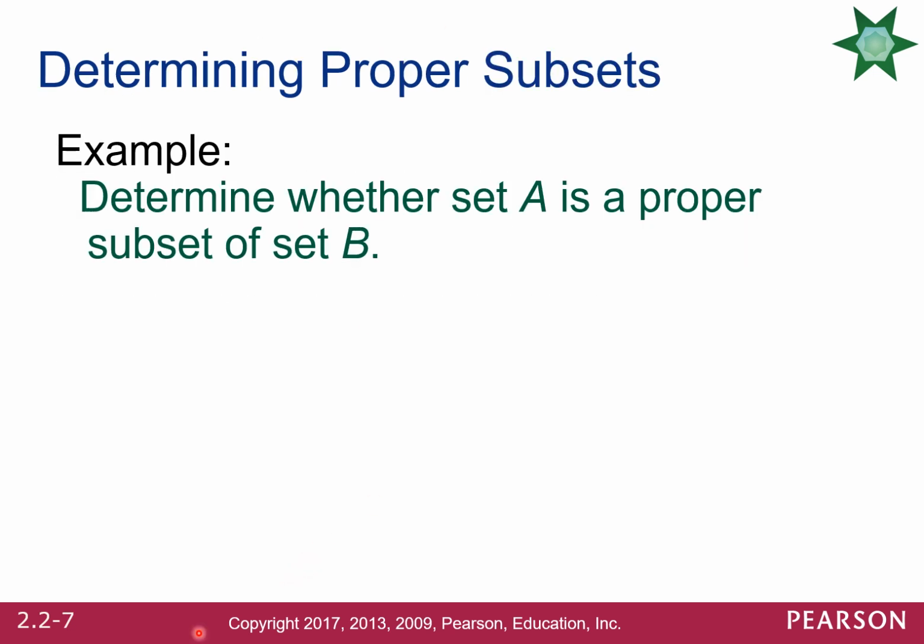As an example of proper subsets, let's go through this instance here. The set A has the following elements: jazz, pop, and hip hop.